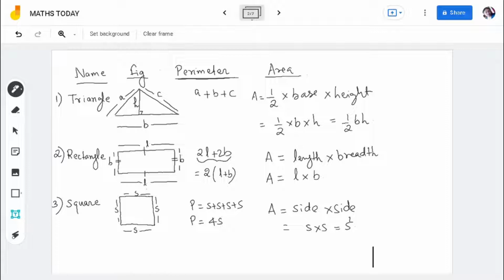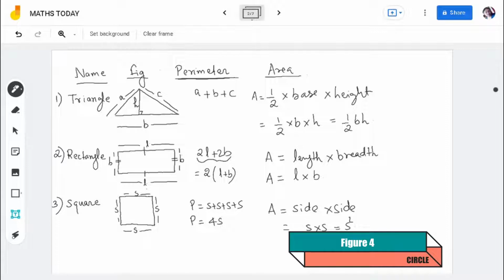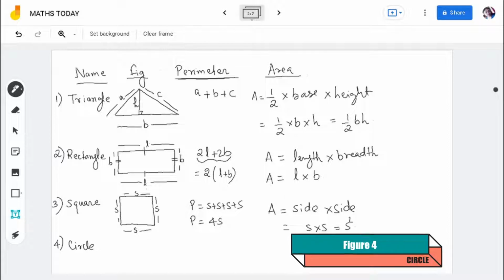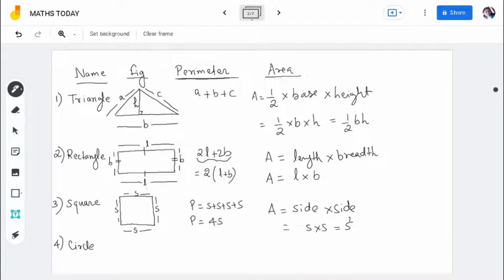Now one more figure which we are familiar with is a circle. We have read all these figures, perimeter and area, in the previous classes. This video is just a recall of that, because these formulas are always used whenever we are finding the areas, volumes and perimeters of any figure.